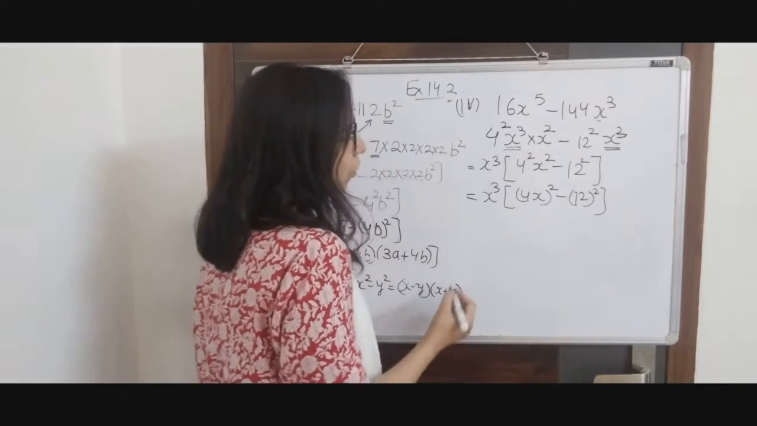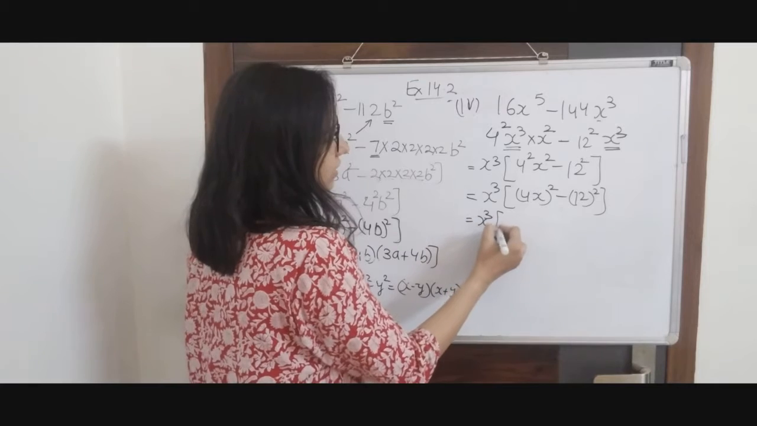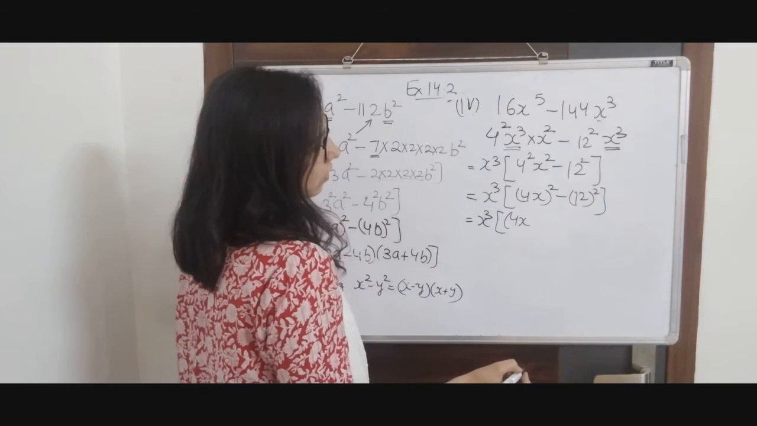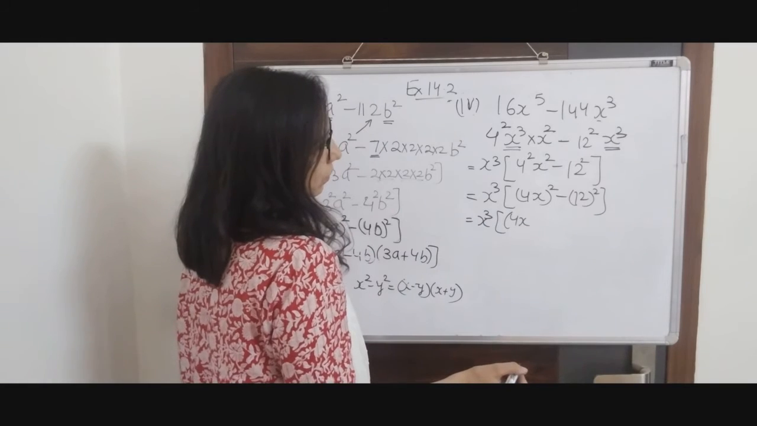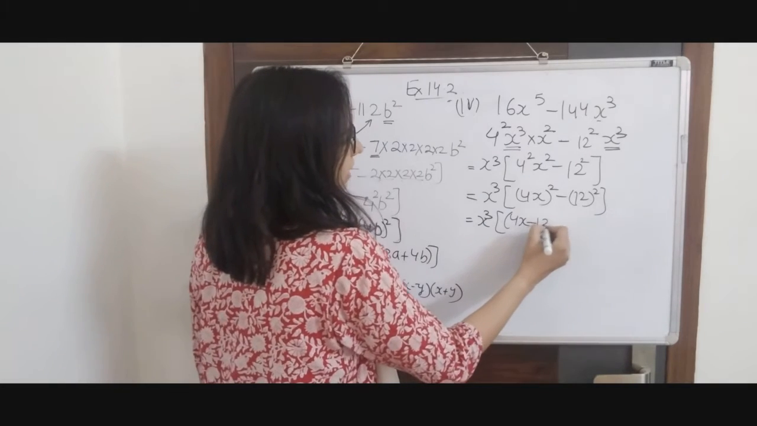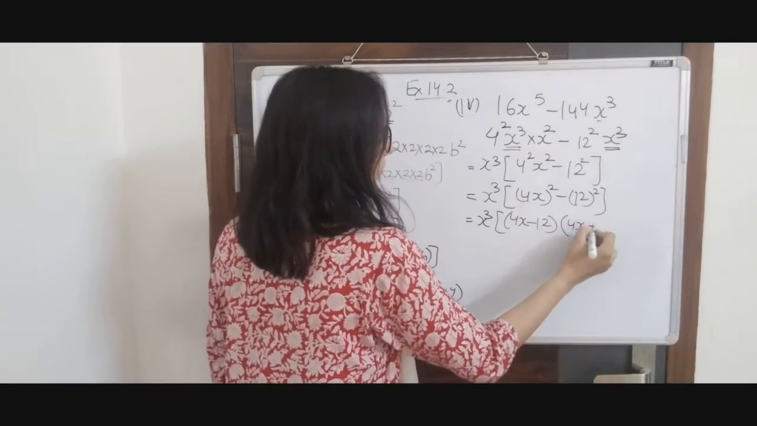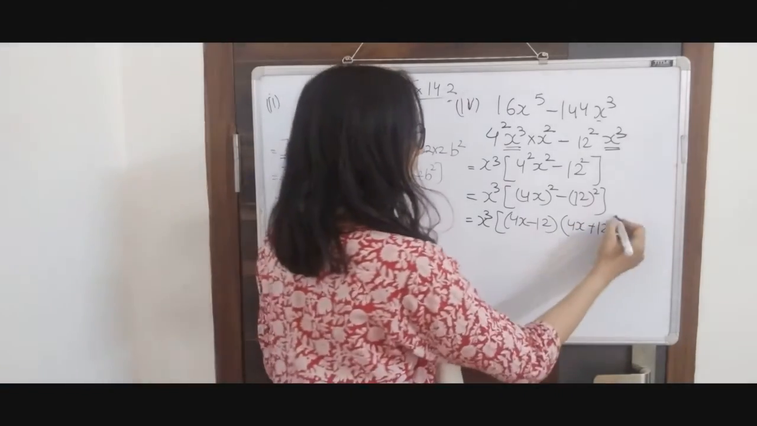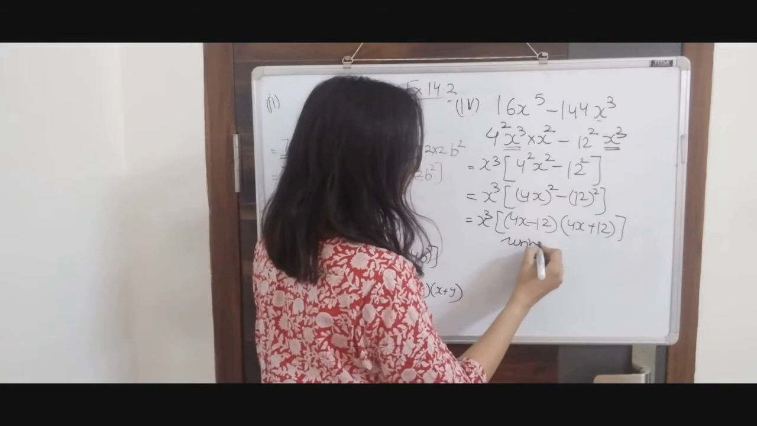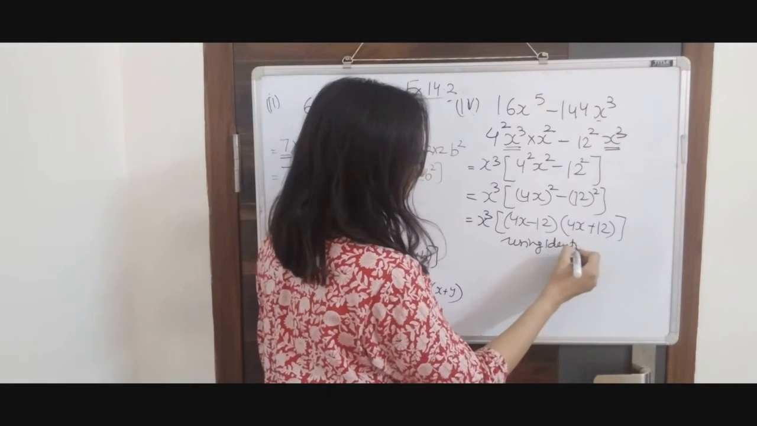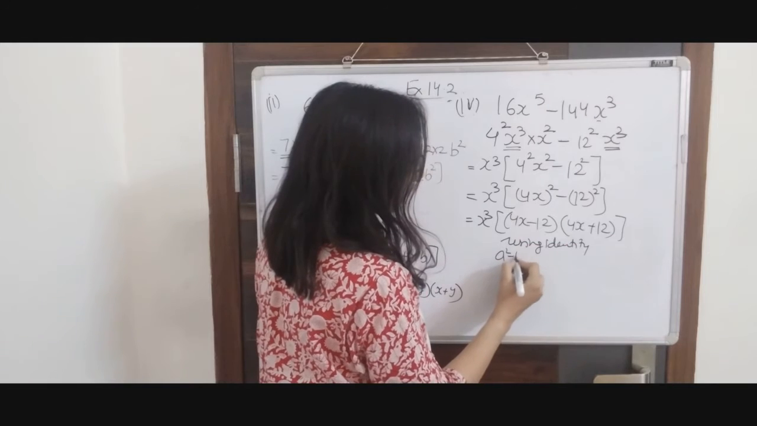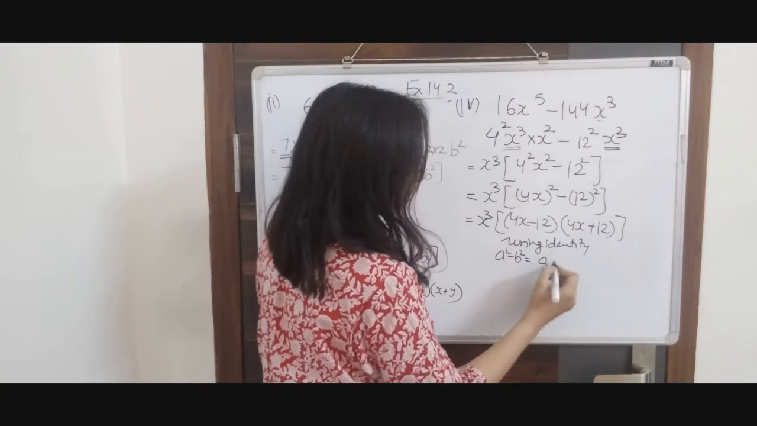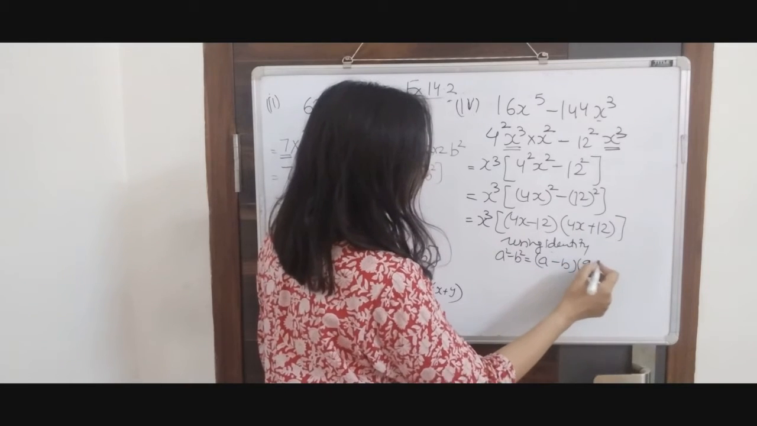Now this can be written as (4x minus 12) and (4x plus 12). We are using the identity a square minus b square is equal to (a minus b) into (a plus b).